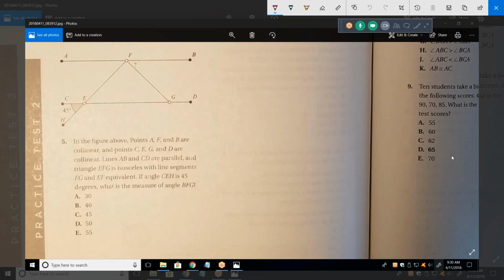Then they say, here's key information. AB is parallel to CD. Immediately we have two parallel lines and a transversal. And they always make it slightly more confusing. They don't give us just one transversal, they give us two. FH is a transversal, and so is FG. But that's okay. We're going to be able to deal with that.